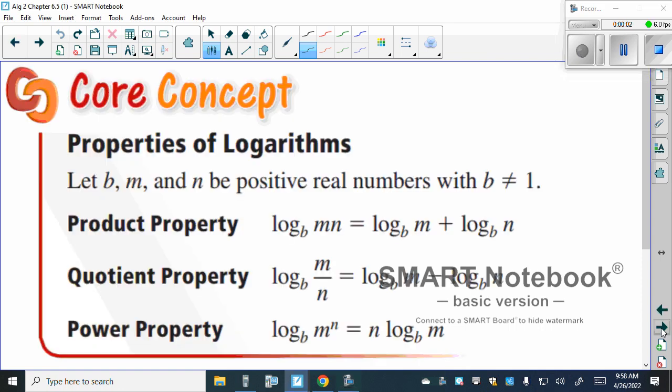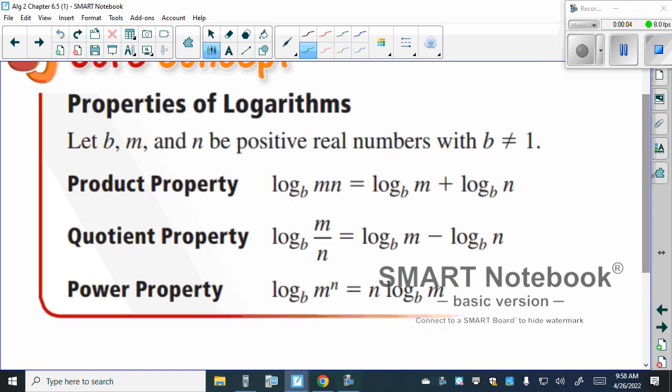So we'll go on and get started with what we're looking at today. A lot of what we're looking at today is just dealing with the properties of logarithms and these logarithmic functions. There are three main properties that we have with logarithms. The first one is the product property, then we have the quotient property, and the power property.